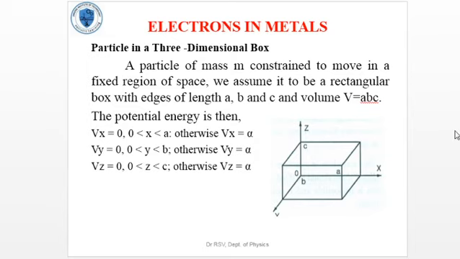In this video, we will discuss electrons in metals. The particle in a three-dimensional box is an example of electrons in metals. A particle of mass m is constrained to move in a fixed region of space. We assume it to be a rectangular box with edges of length a, b, c. Volume V is equal to abc.